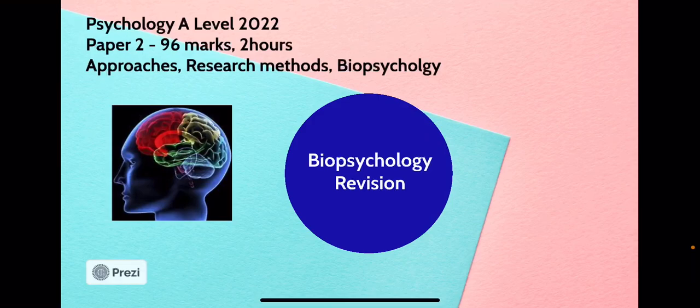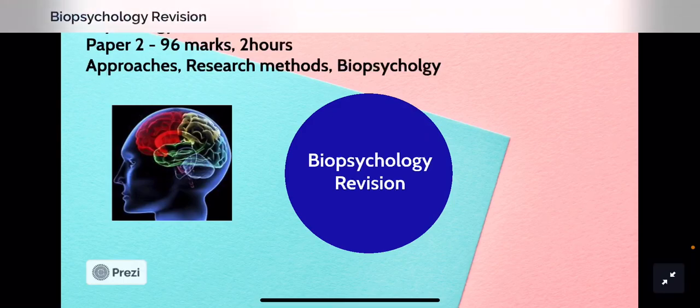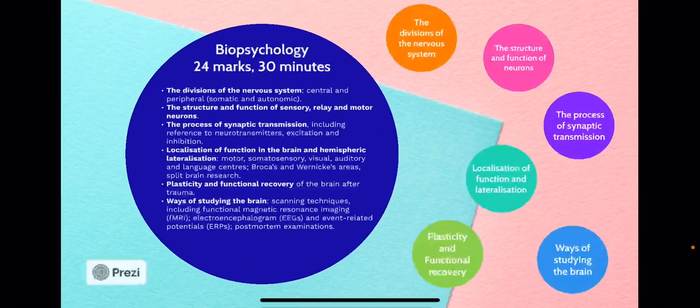This is Biopsychology revision. Biopsychology features on paper 2 alongside approaches and research methods. This paper is worth 96 marks and is 2 hours long. Biopsychology is worth 24 marks and you will have 30 minutes on this section.